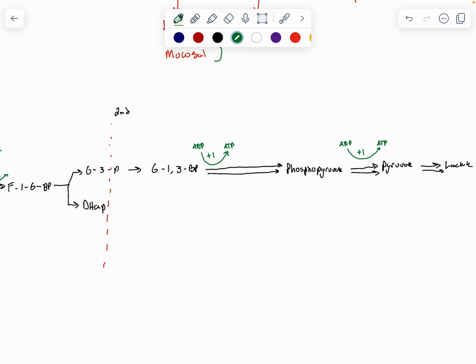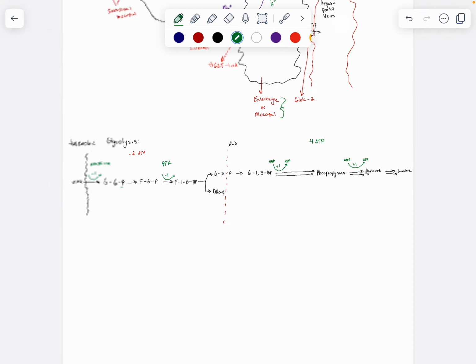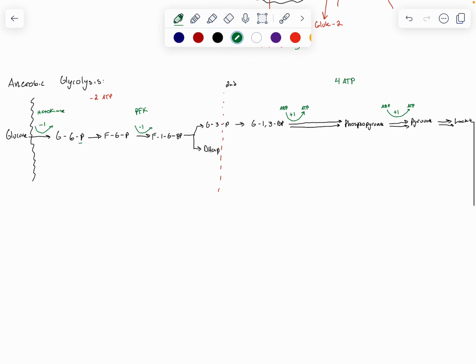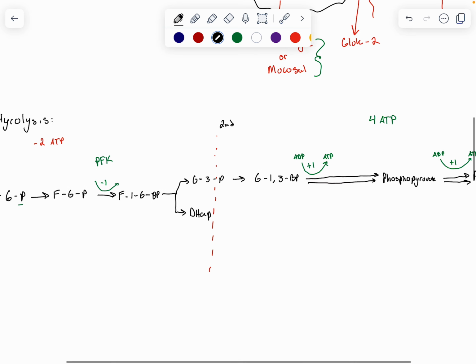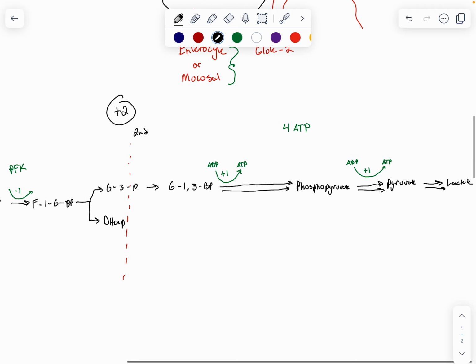And as I said before, everything in the second stage happens twice. So we don't only generate 2 ATP. Technically, in the second stage, we generate 4 ATP. But if we include everything in anaerobic glycolysis, our total net ATP count is only going to be +2 because we subtract the 2 ATP from the beginning, include the 4 ATP that we generate in the second stage, add them together, and get a net total of 2.